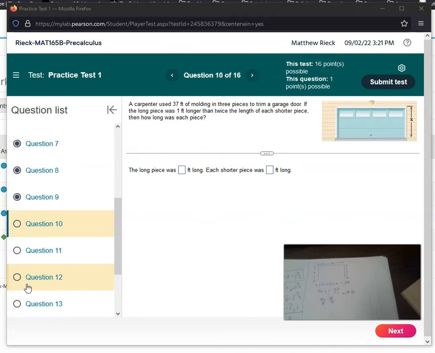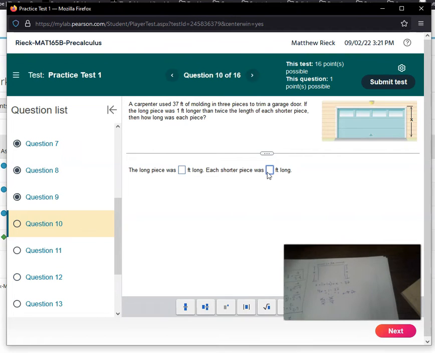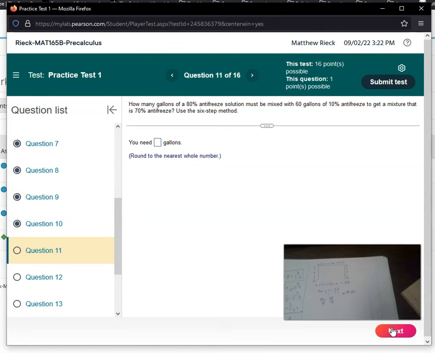So again, x represents the length of my short piece. So then I still need to find the length for my long piece, which again is going to be 1 foot longer than twice the length of my short piece. So if my short piece is 9, I take twice that length, so that gets me 18, and then I add 1 foot to that. So my longer piece is going to be 19 feet long. All right.